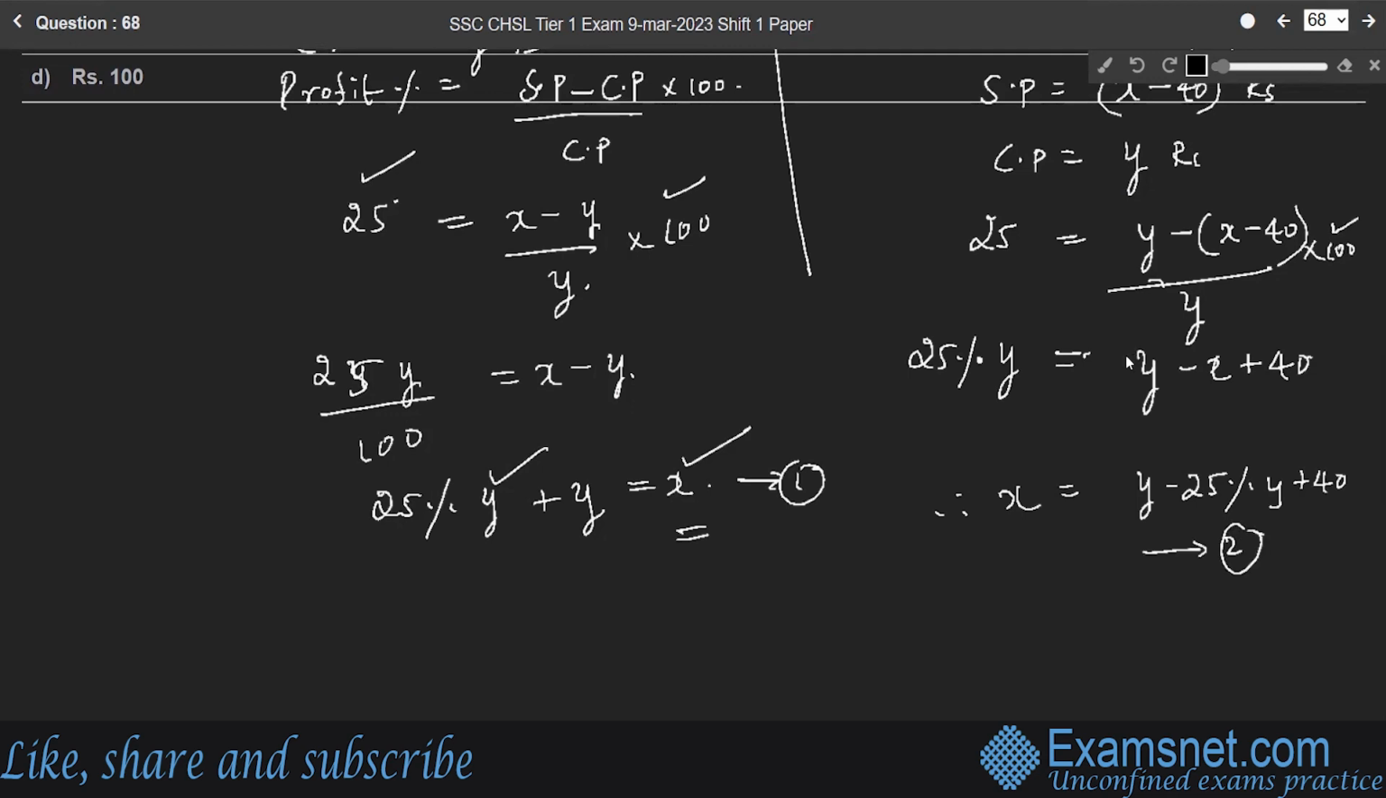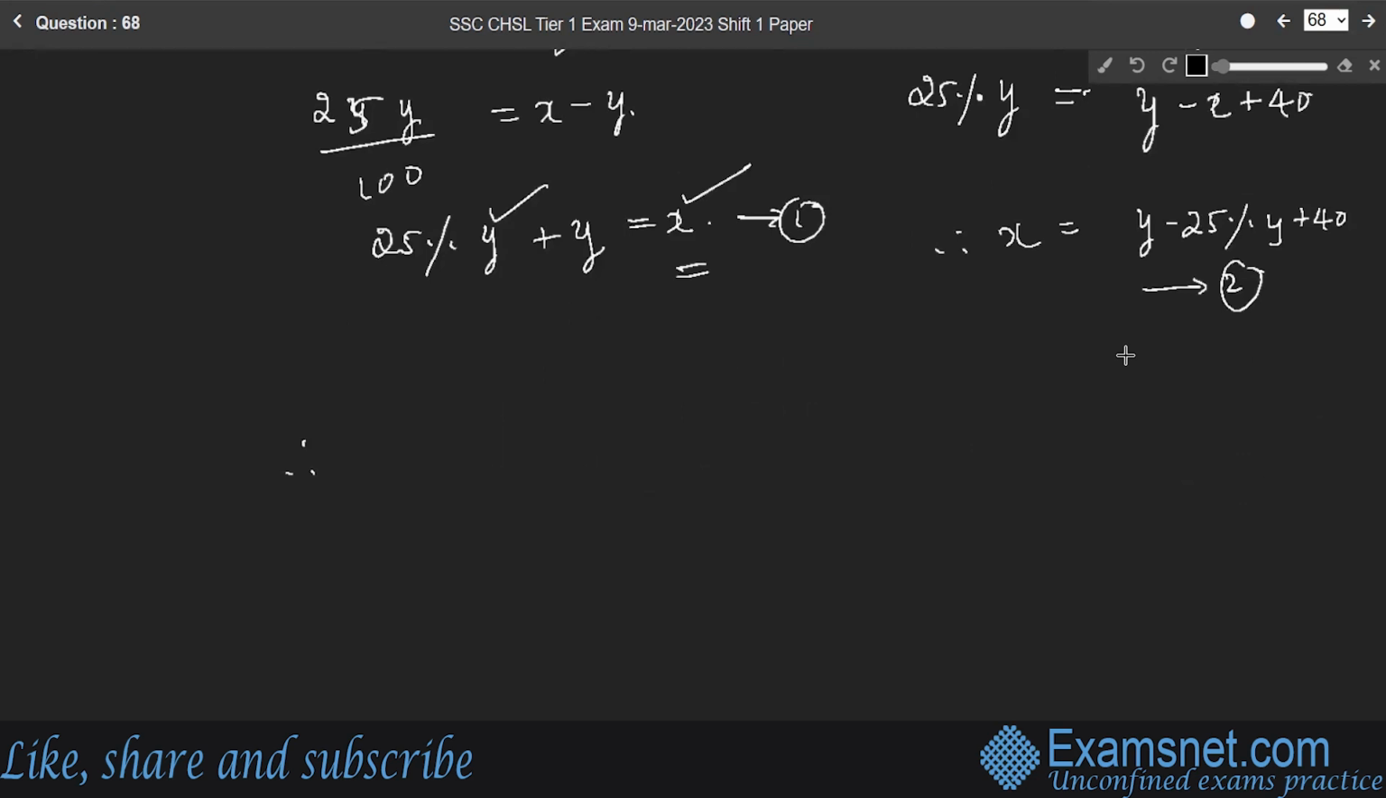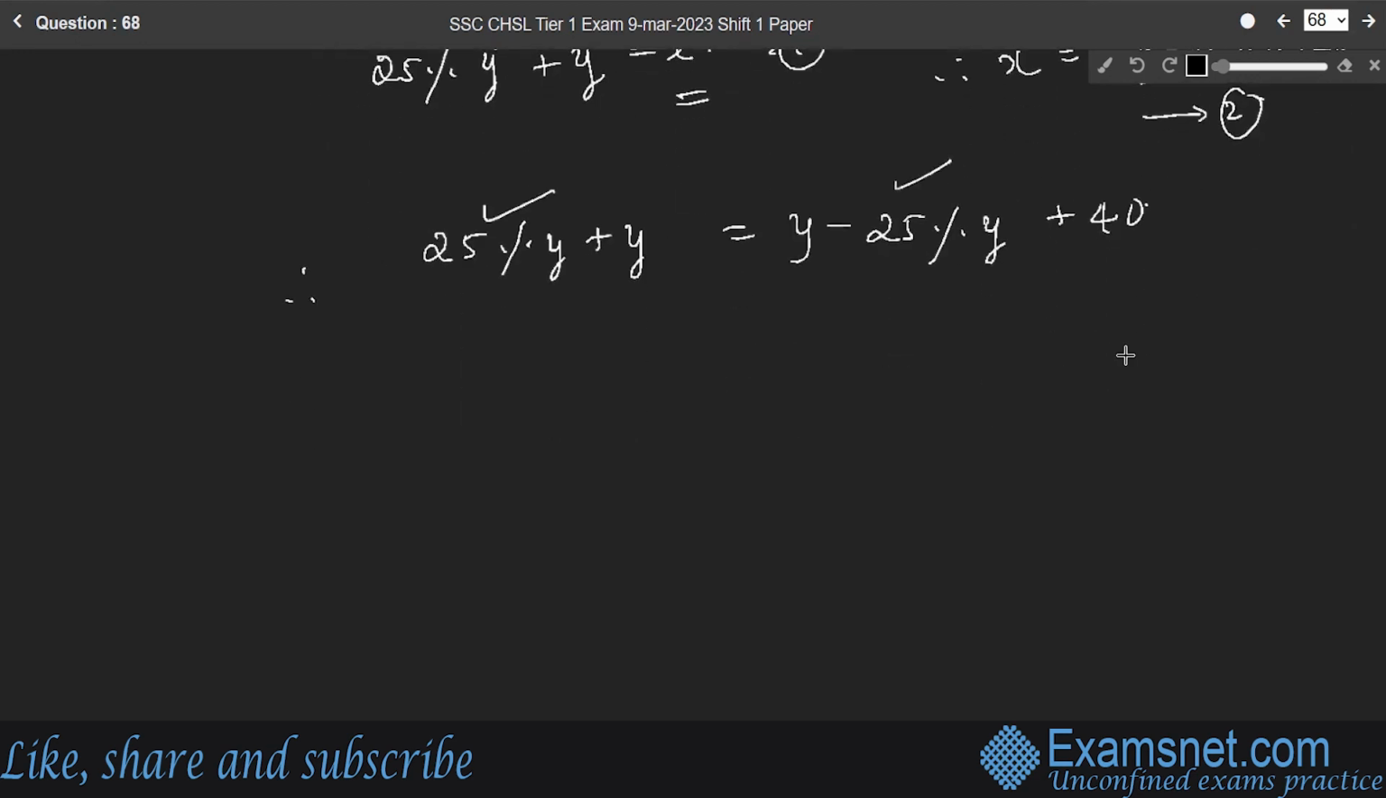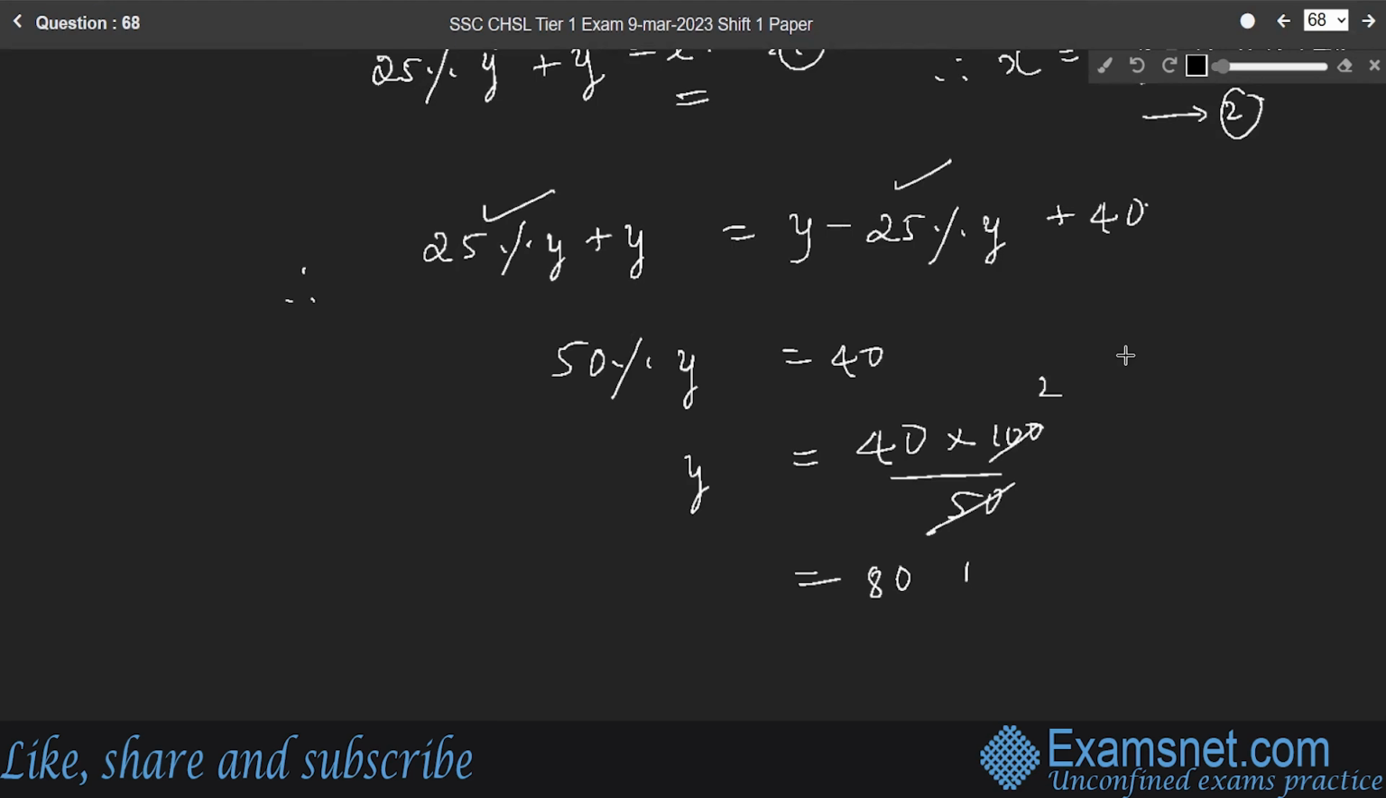Can we equate 1 and 2? Therefore, 25% of y plus y is equal to y minus 25% of y plus 40. So we can cancel y and y. So 25% of y plus 25% of y, 50% of y is equal to 40. Therefore, y is equal to 40 into 100 by 50, since 50% is 50 by 100. So the value of y is 80 rupees.